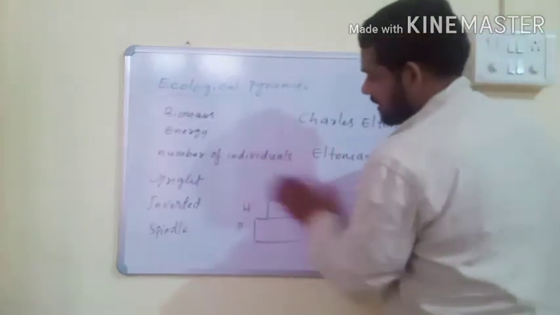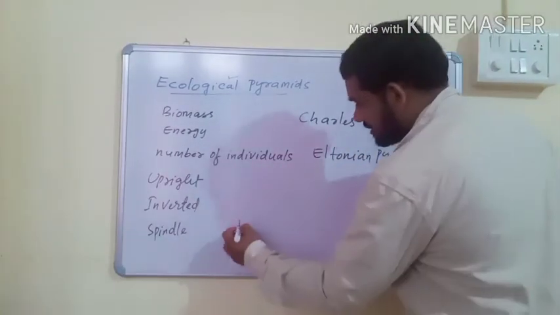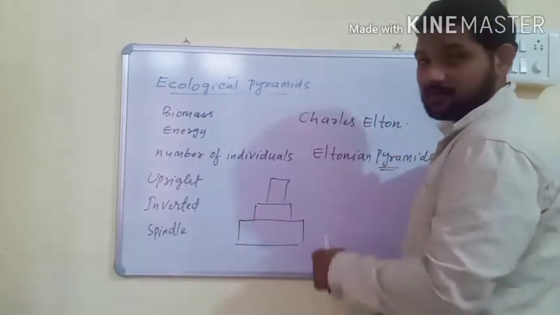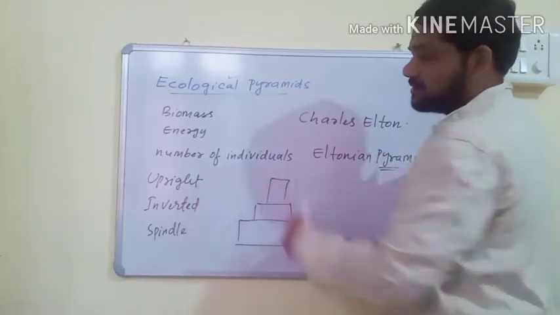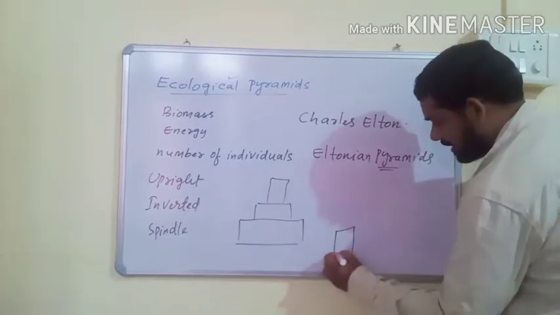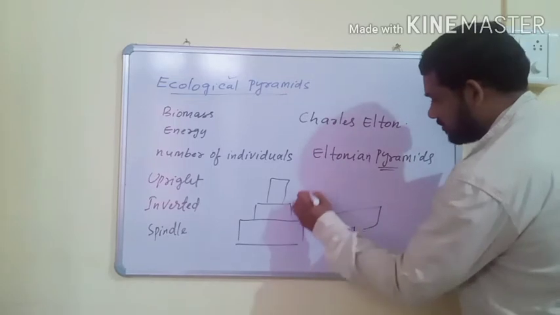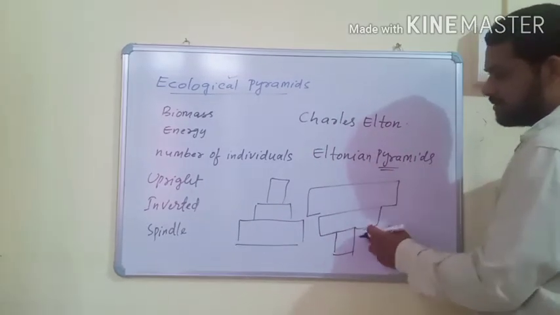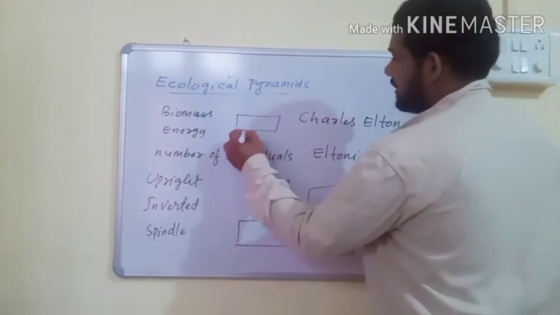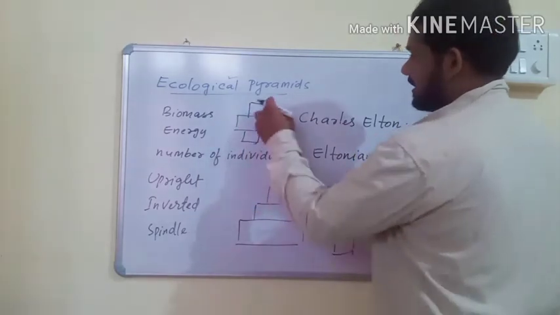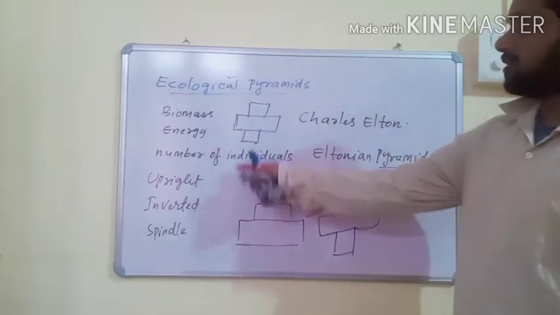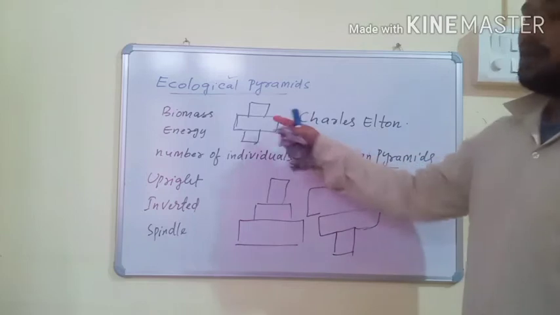Ecological pyramids can be upright. Upright means the base is broad and gradually it becomes tapered. If the ecological pyramid is like this, then it is said to be upright. Inverted means it is narrow at base and gradually it becomes broad towards the tip, and this shape is known as inverted. And spindle shape means it is broad at middle and narrow both at base and top. So ecological pyramids can be upright, inverted, or spindle shaped.